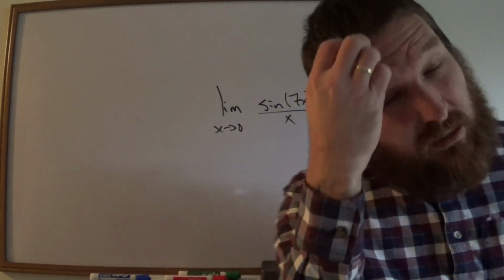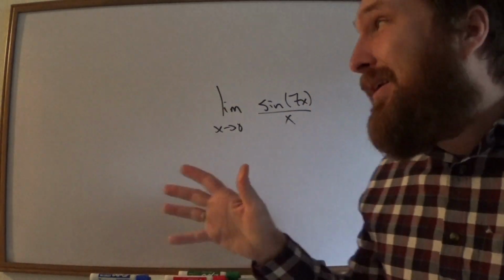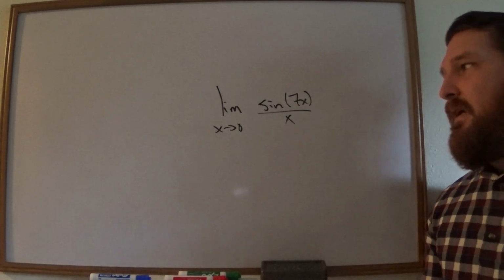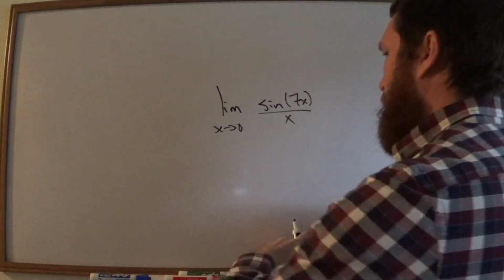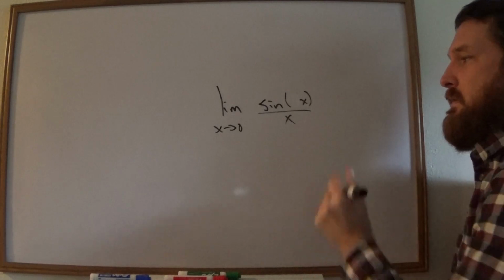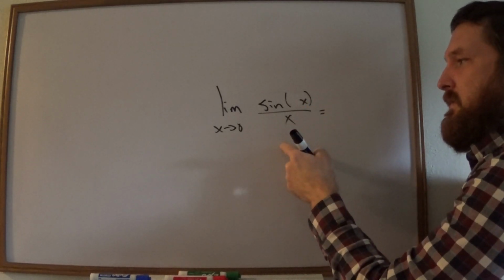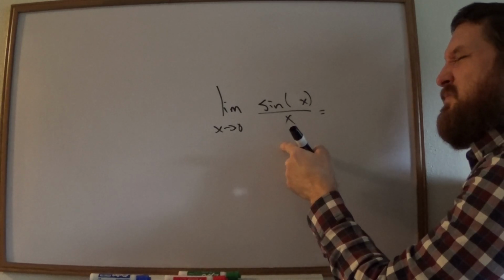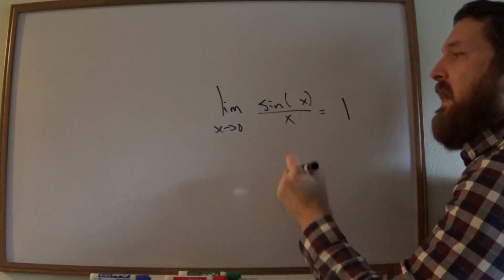I don't care about that because we're going to learn a much better way of dealing with these later on. This is, if you remember, what is this? Sine x over x, the limit as x goes to 0. It was 1. Yeah, this one was 1. And the other one was that.